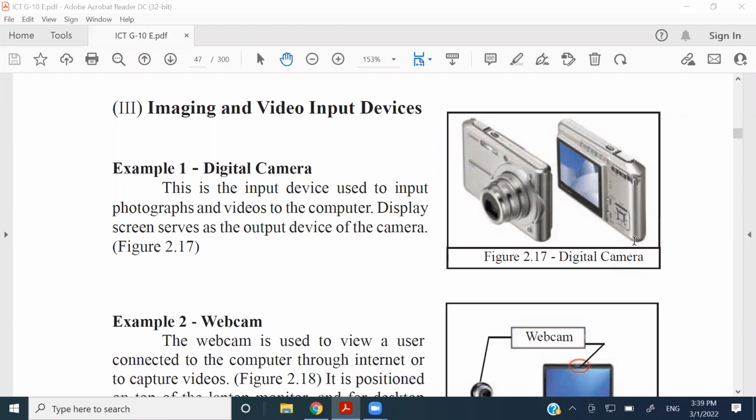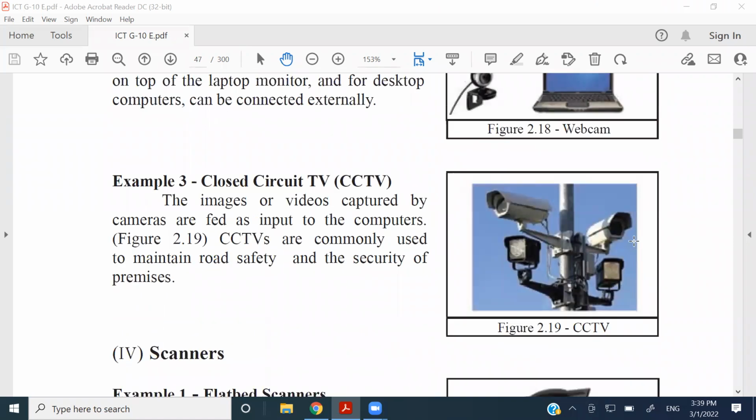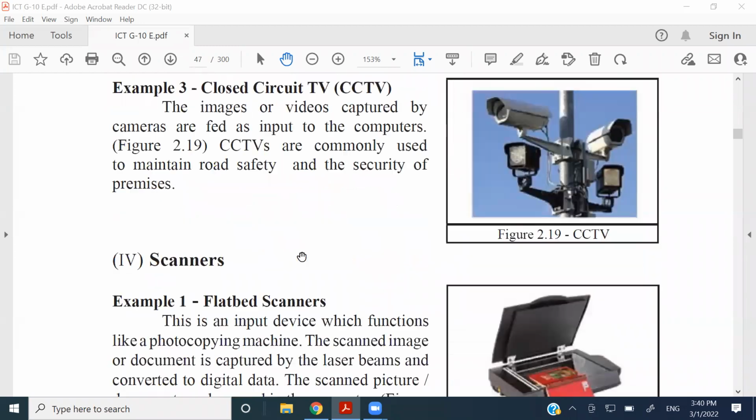As we know, the digital camera is one of the famous image inputting devices, as well as for videos, and the webcam. When we are doing video conferencing, the webcam is a very critical and crucial device for us. And CCTV, not in a very common way that we are going to record things, but when it comes to security purposes, it gives us the chance to take video input.